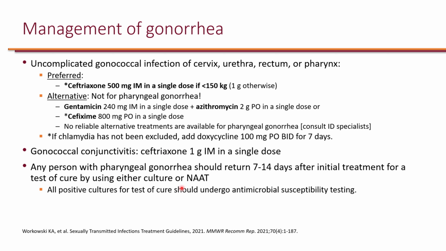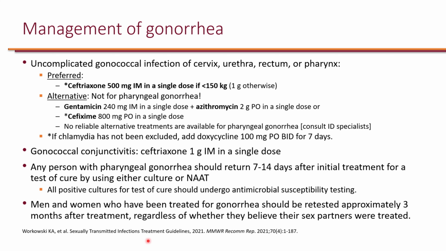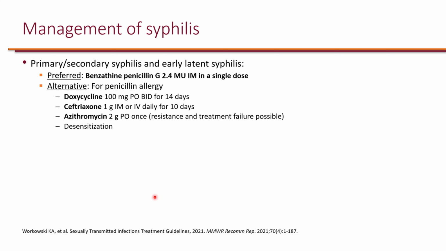Now, for gonococcal conjunctivitis, again, ceftriaxone is recommended, but at a higher dose of 1 gram. And any person with pharyngeal gonorrhea should return 7 to 14 days after initial treatment for a test of cure by using either a culture or nucleic acid amplification test. And all positive cultures for test of cure should undergo antimicrobial susceptibility testing because of the increased rate of resistance in gonorrhea. And men and women who have been treated for gonorrhea should be retested 3 months after treatment, similar to chlamydia, to make sure that their infection has been eradicated.